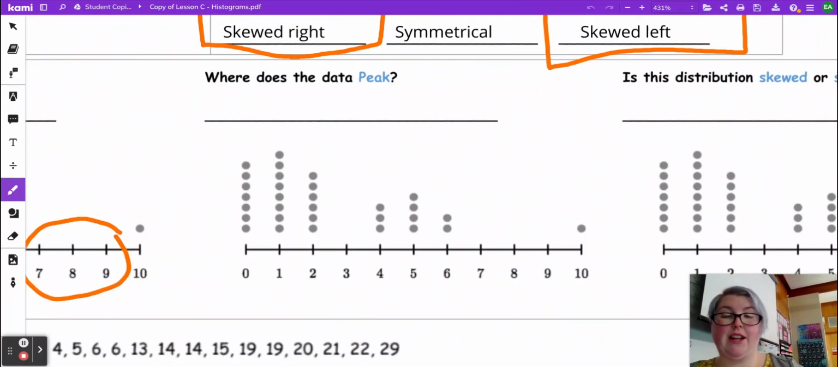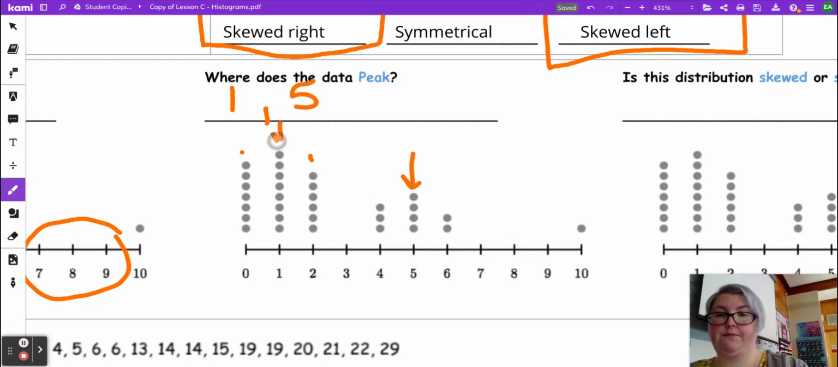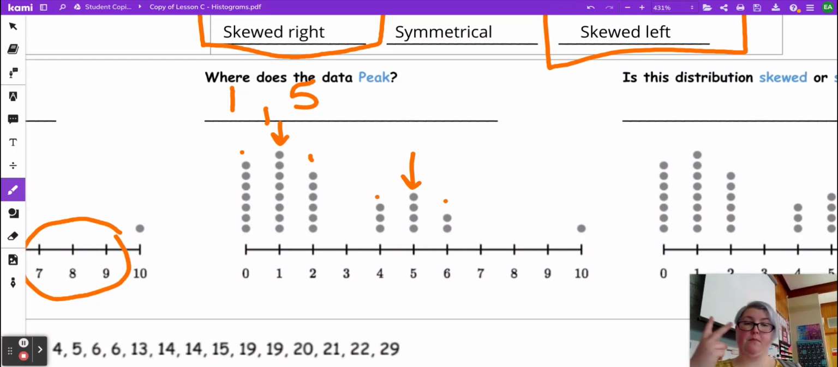Where does the data peak? Remember, we have to have data on the left and the right. So we peak at 1 because we have data over here and data to the right. And we also peak at 5 because we have data to the left and data to the right. So there are 2 peaks in this graph. The highest point, kind of like mountains, there are multiple mountain peaks in any mountain range. For any histogram or dot plot, you can have multiple peaks.